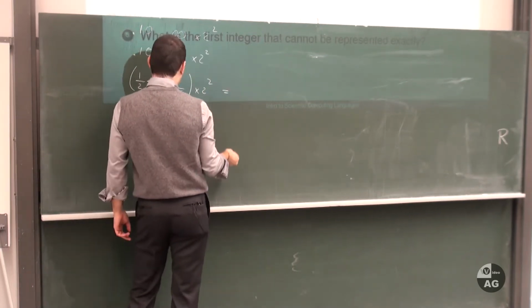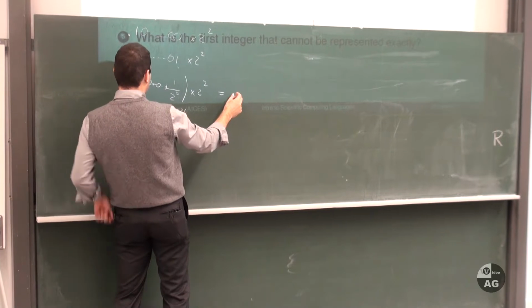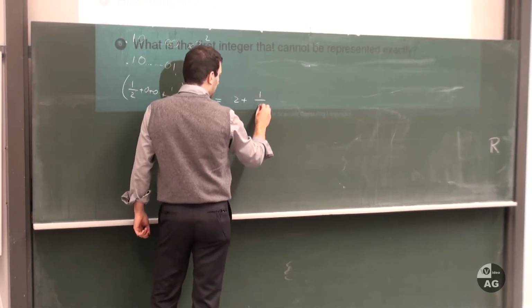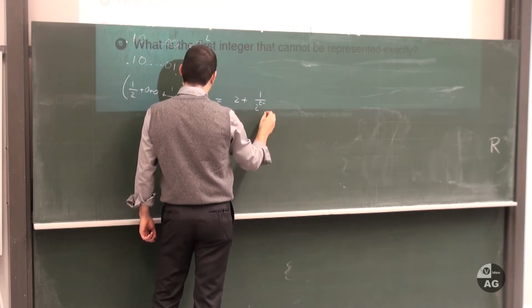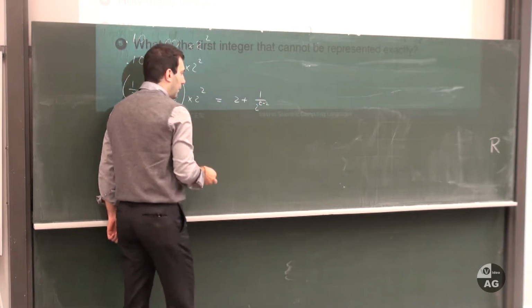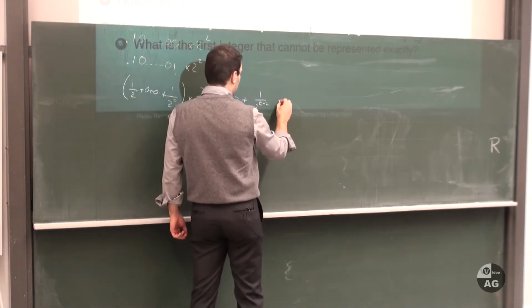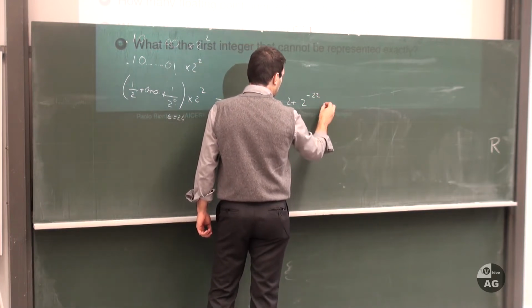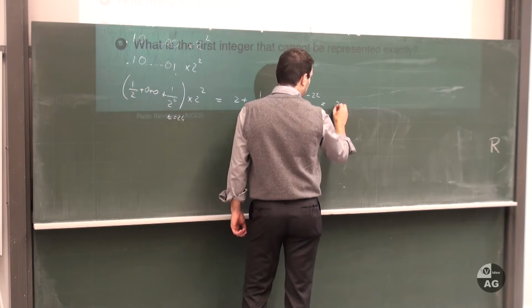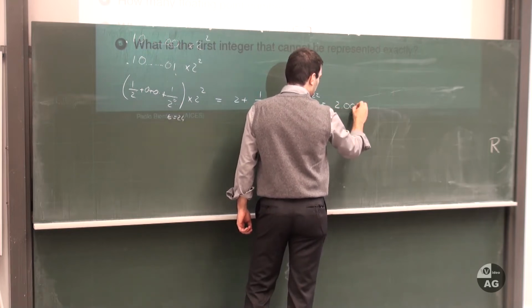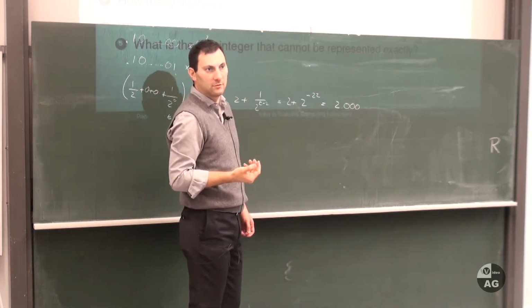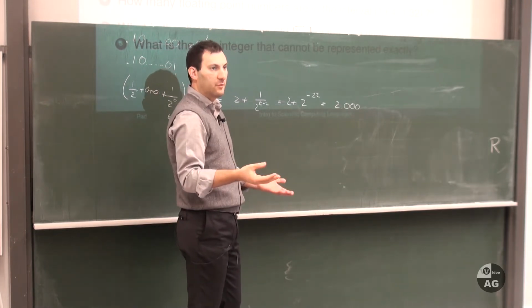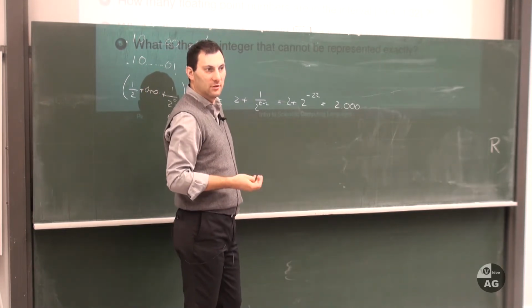So the solution is 2 plus 1/2^t times 2, which is 2 plus 2 to the minus 22, which is, somebody can tell me? Can somebody do it? Come on, everybody has done it. Just give me the number.